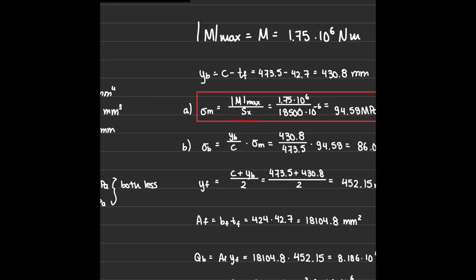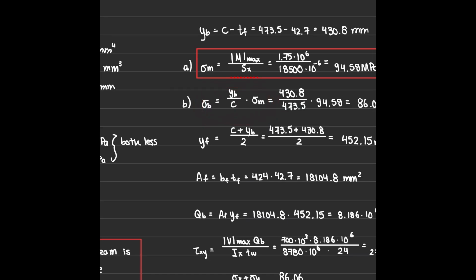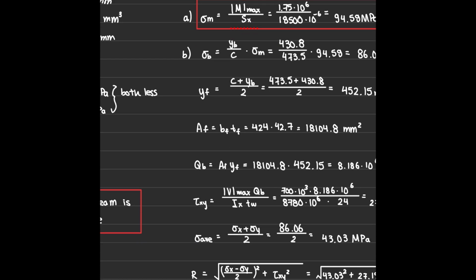Next, we use a linear proportion to find the normal bending stress acting right at the specific height, since bending stress decreases linearly from the outer fiber to the neutral axis. This is the equation, and we plug in what we found, and we get 86.06 megapascals. Now we need the shear stress at the same junction.